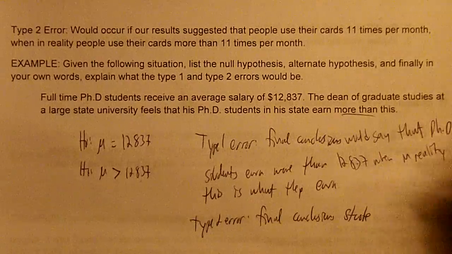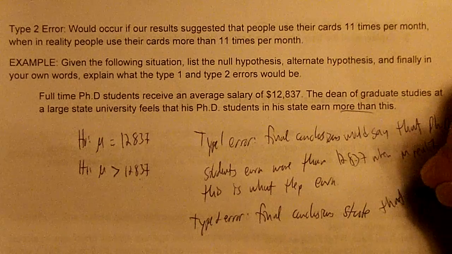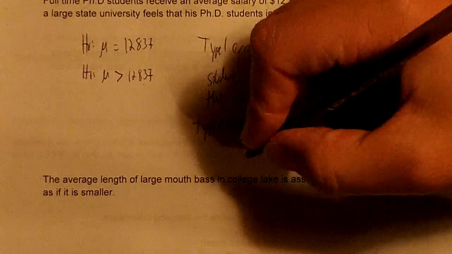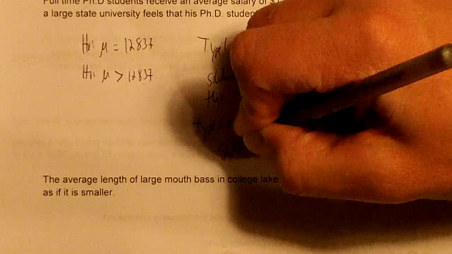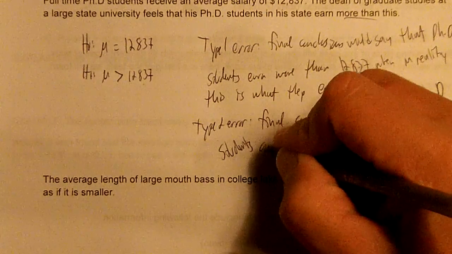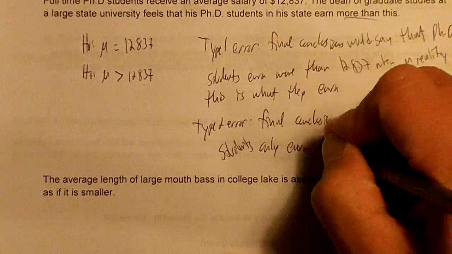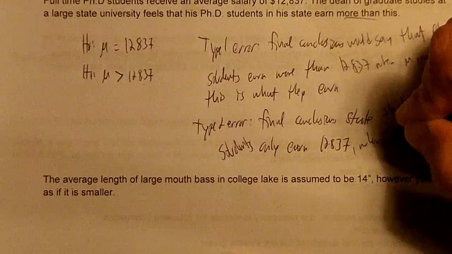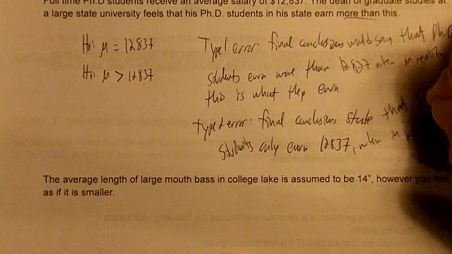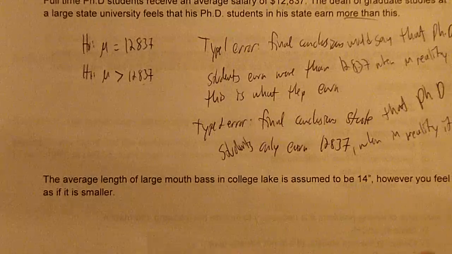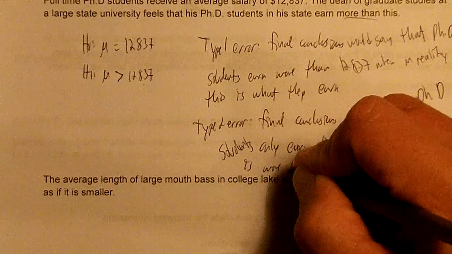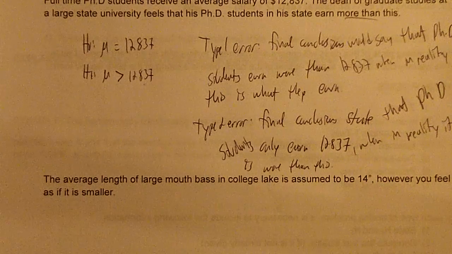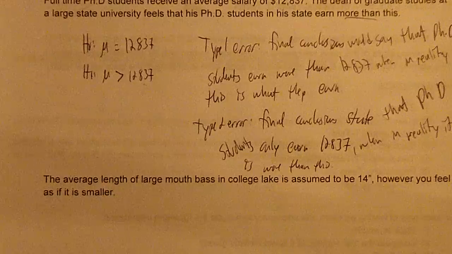State that PhD students only earn $12,837, when in reality it is more than this. And that's basically how you would summarize these different types of errors in English.